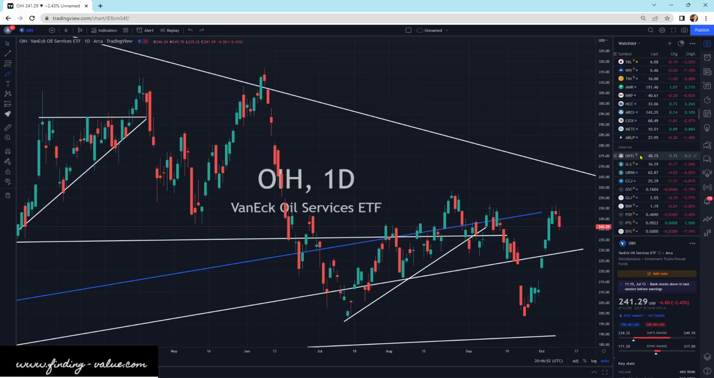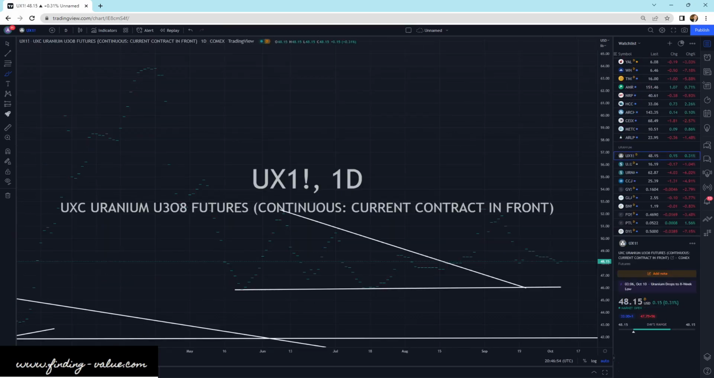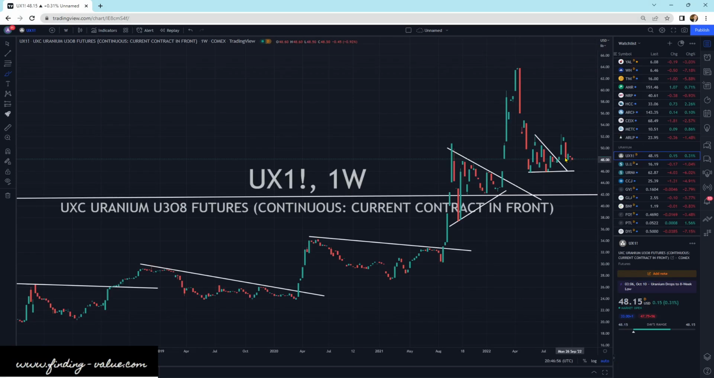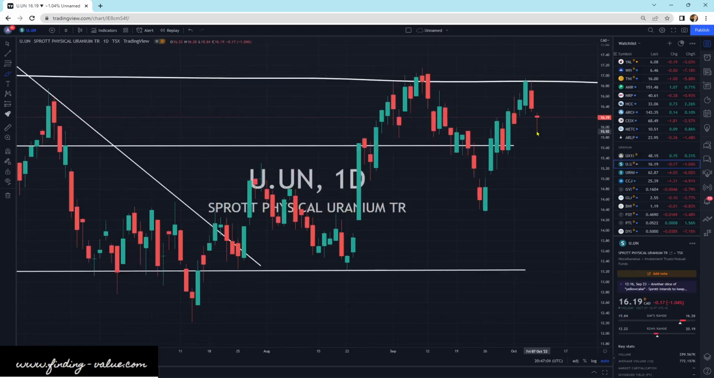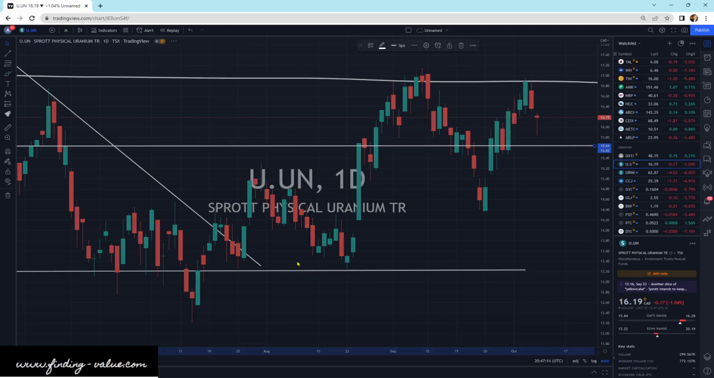We've got uranium. The uranium futures pricing is higher, just moving sideways at the time. And the Sprott Physical Uranium Trust is still looking all right. I don't see any reversal candlestick. Yeah, it's down a little bit today, but we did get some buyers. We are in between the resistance and support level.